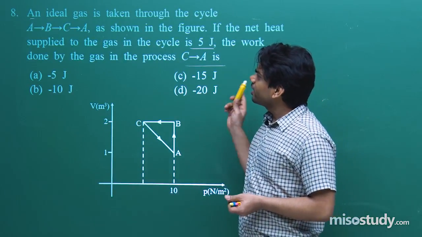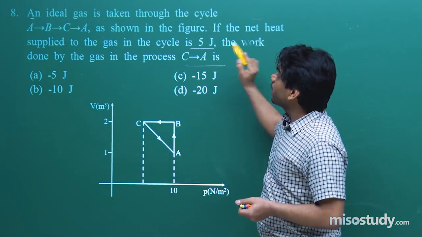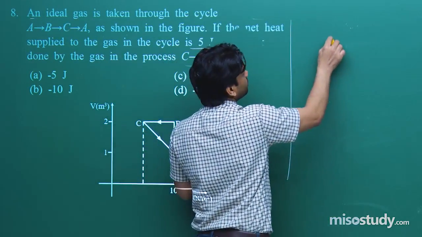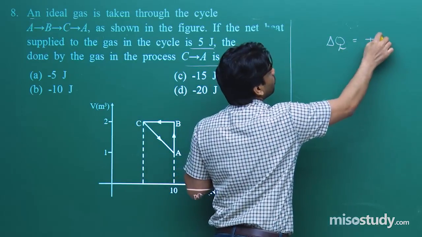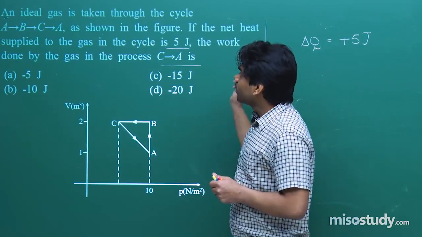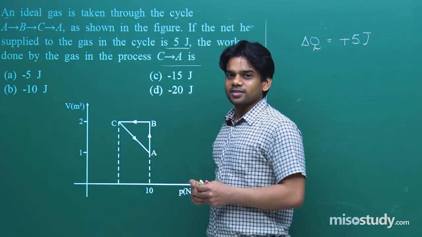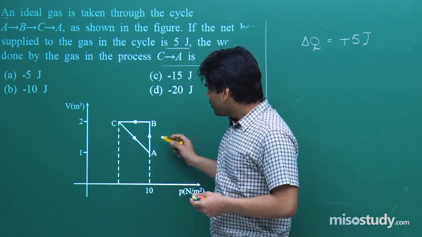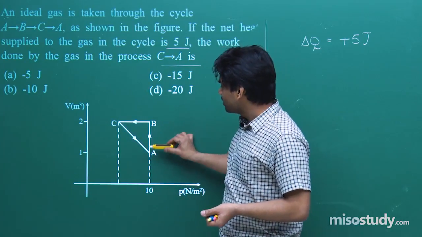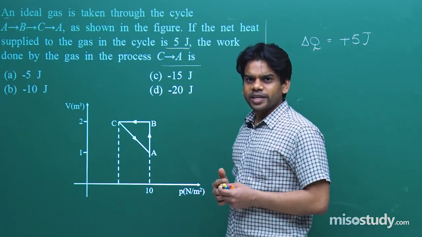You see what is happening: an ideal gas is taken through cycle A, B, C, A. This is the cycle. You have to find out the net heat supplied to the gas, which is 5 joule. Let me tell you, the heat energy supplied is taken as positive. Delta Q is equal to plus 5 joule. That is what has been given. We need the work done by the gas in the process C to A. So we can use that delta Q is equal to the work done by the gas during all these steps, and we can also use the concept of change in internal energy.